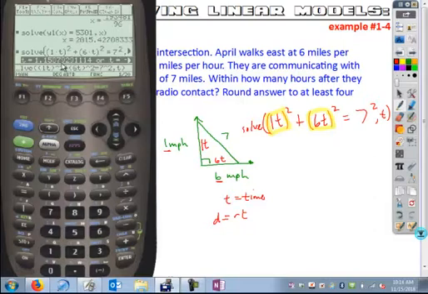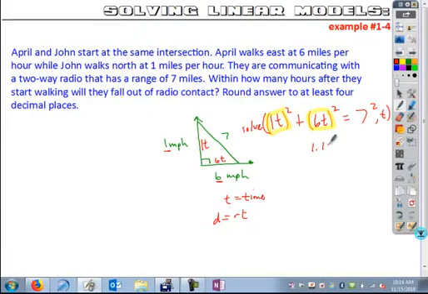I see that it's 1.1508, if I round it to at least 4 decimal places, and that would be my solution. Oops, this was not seconds, but hours. Okay, and so this would be my solution.